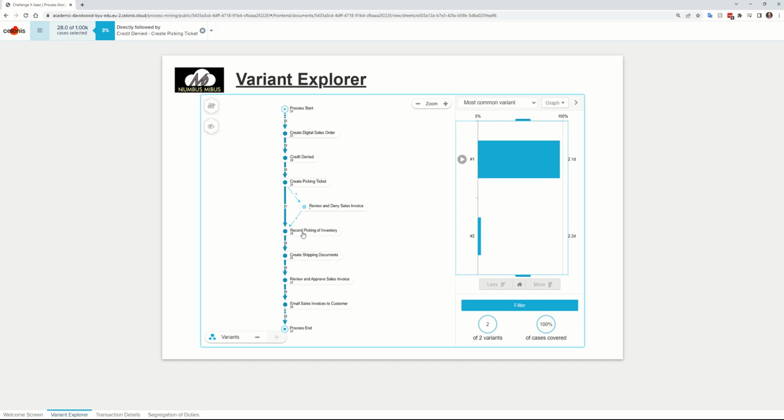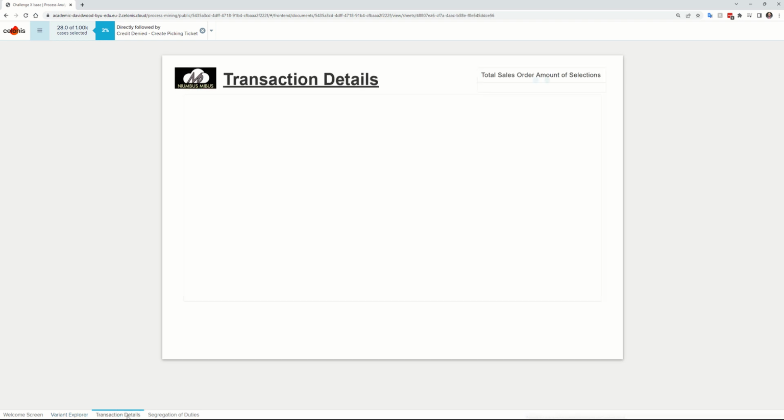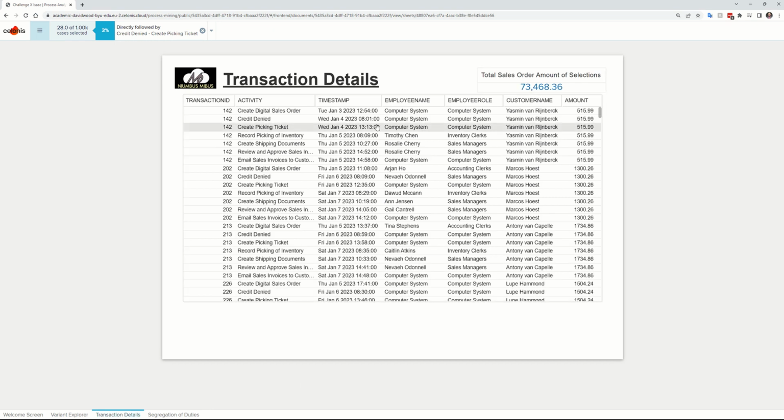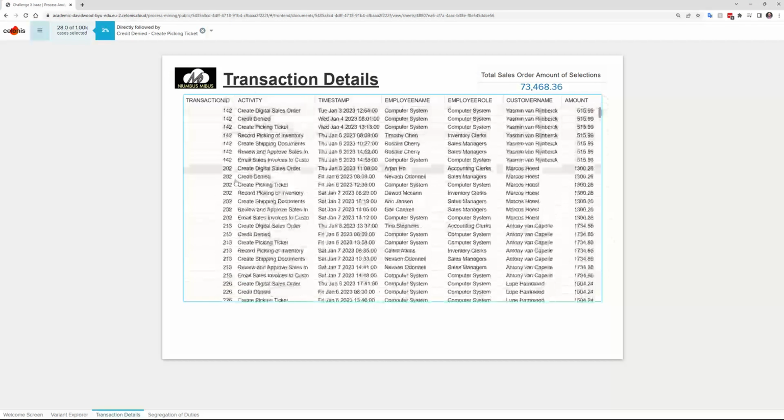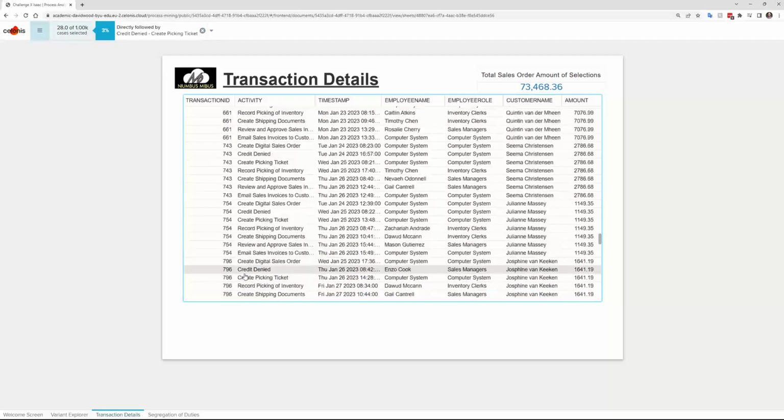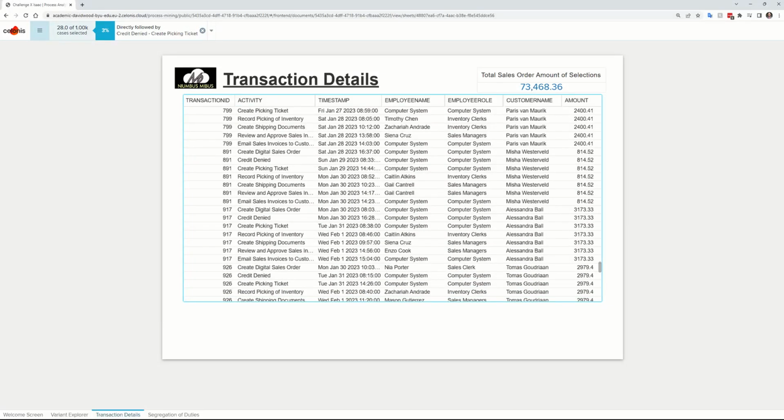A little bit interesting that this is happening, and that's something that I, as a first-year associate, would definitely bring up to my manager. And to assess the materiality of that issue as well, you can go to the transaction details, where it's filtered from the previous page on the Variant Explorer, and you can see the total sales order amount of those selections was 73,000. You can also see each employee and employee role that came through this system, each of the transaction IDs of where that happened, and you can drill down and get more specific information. So I believe those are the answers to all of the questions.